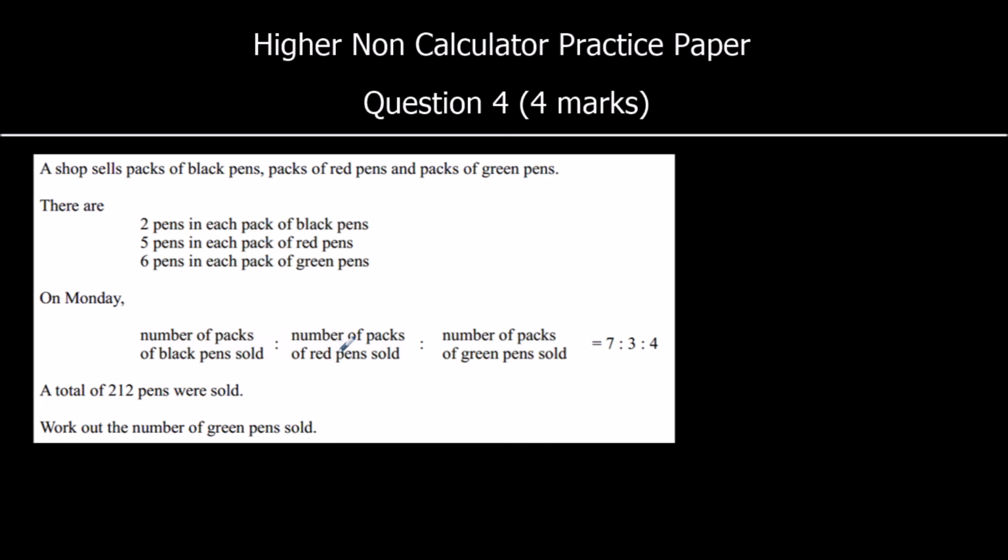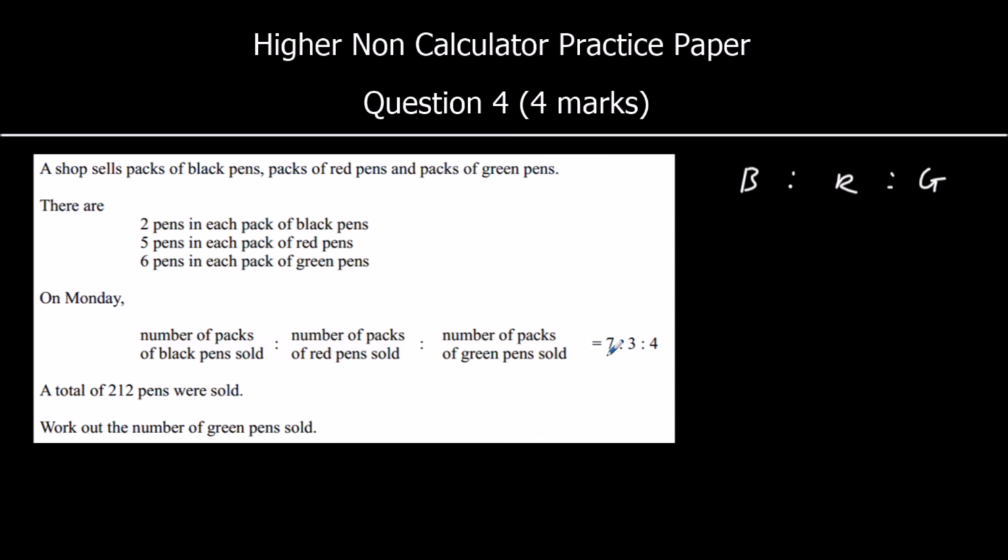So we've got the ratio for packs of pens sold. This isn't the ratio for pens. It's the ratio for packs. So to find the ratio for pens, we need to times by the number of pens in each pack. So for black to red to green, the ratio of pens sold.